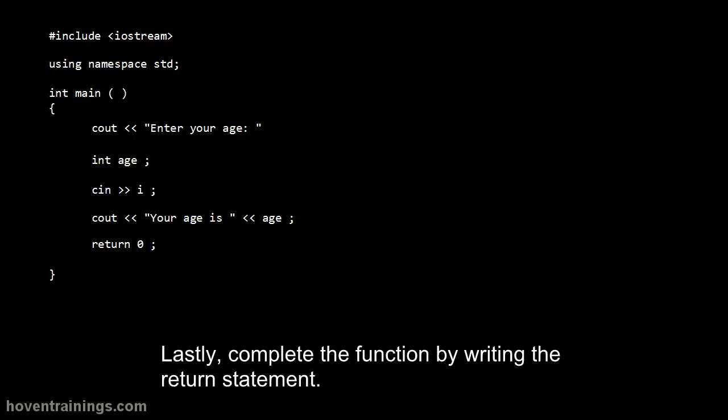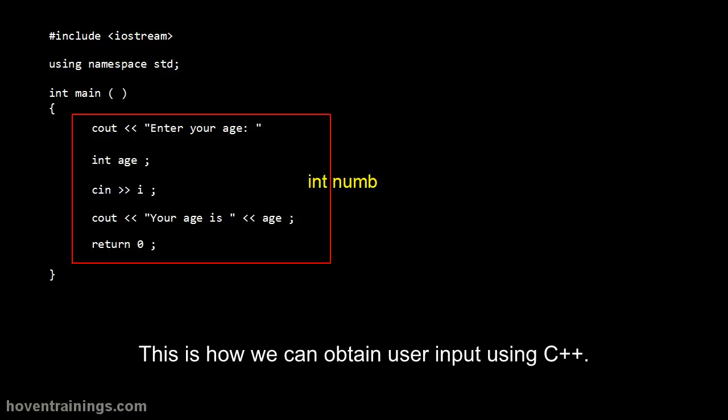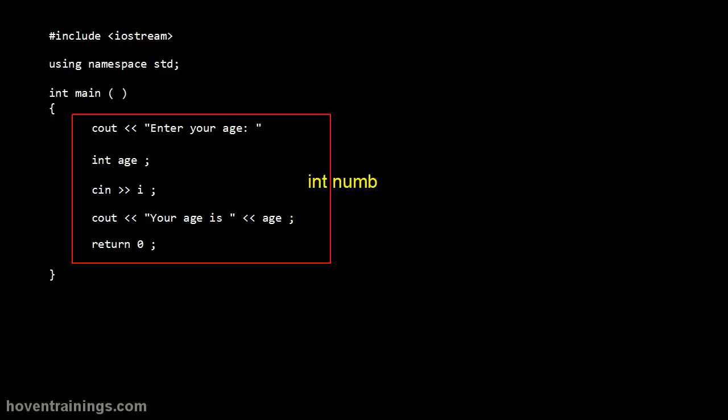Lastly, complete the function by writing the return statement. This is how we can obtain user input using C++.